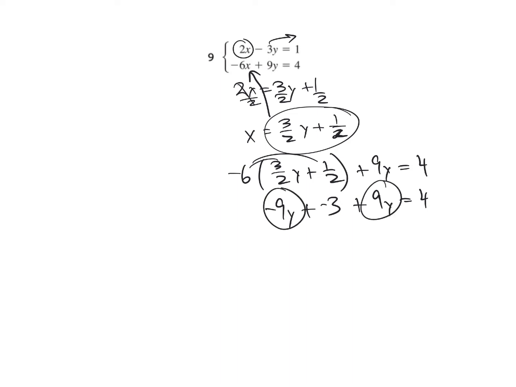9y and 9y. Negative 9 and positive 9 is 0. So we're left with negative 3 equal to 4. So that can't be, so there is no solution.